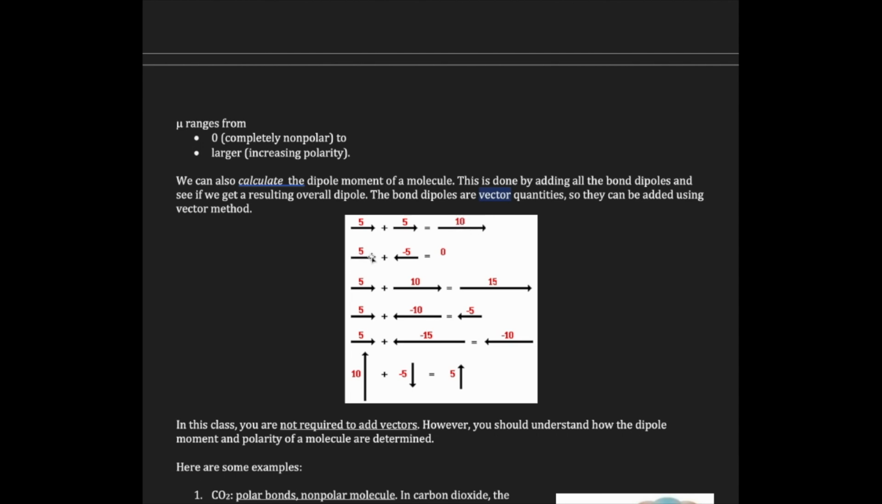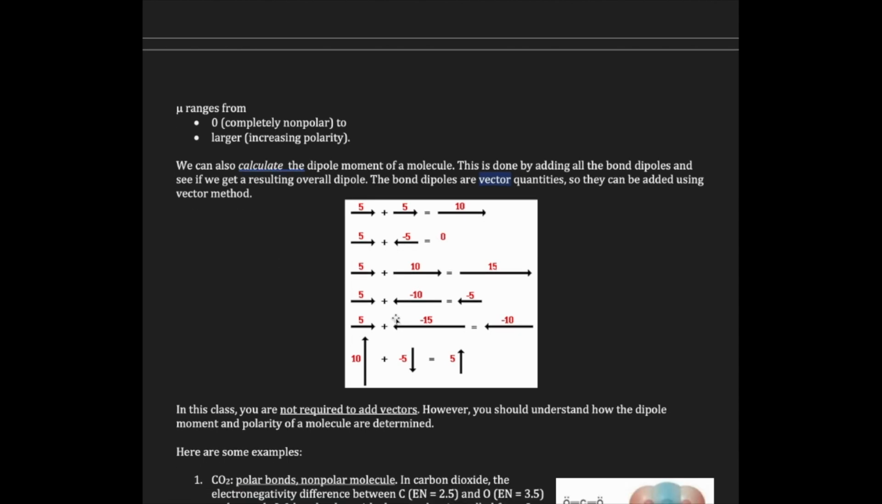However, if I have a bond pointing from left to right in one case, and another one pointing from right to left, and they have exactly the same magnitude, 5 and 5, the one pointing the other way would be considered -5. So when I add these two together, I actually get a result of 0. Earlier I would get a dipole moment that's really big, whereas now I would get a dipole moment equal to 0, which of course means I have a nonpolar molecule.